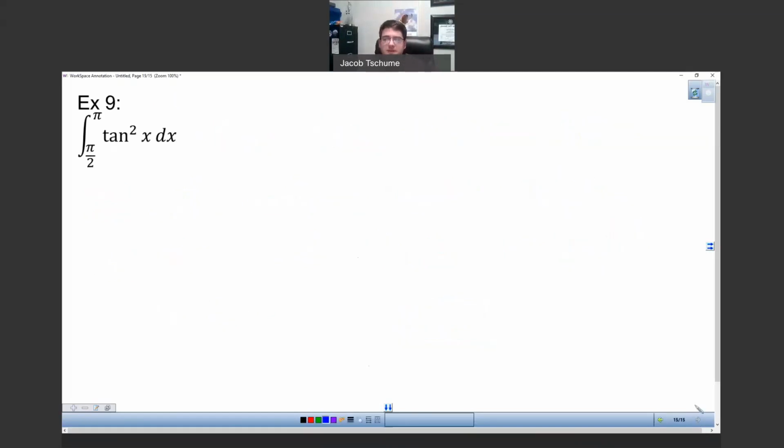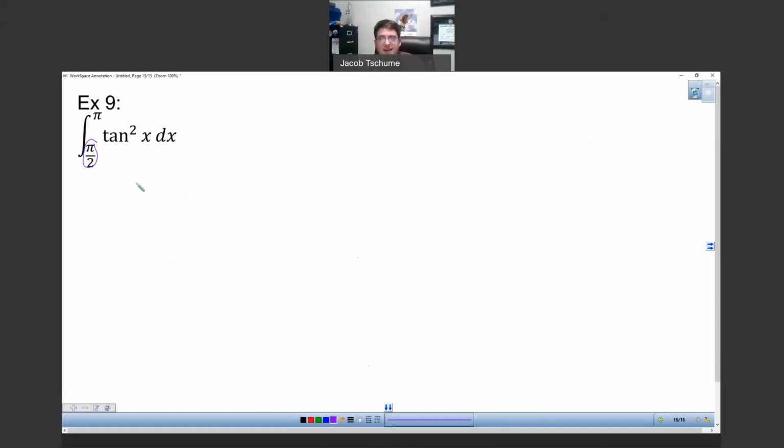All right, and last but not least, let me do one where your left endpoint is going to be the problem. So what if you're trying to integrate pi over 2 to pi of tangent squared of x dx? Well, as far as a tangent function goes, pi over 2 is undefined. So squaring undefined is still going to be undefined. So pi over 2 is our issue here.